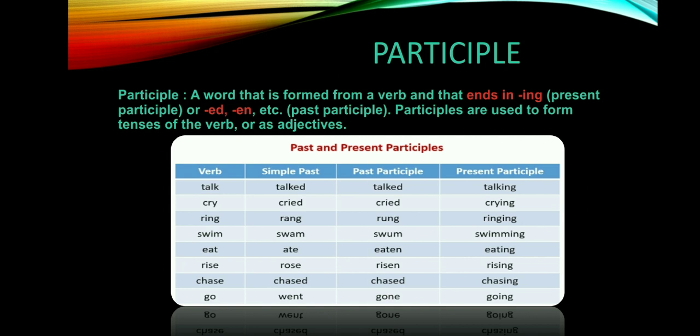So a verb can be used in these four types of situations. The main verb, that is talk, simple past talked, past participle talked and present participle talking. So we can define that a word that is formed from a verb and that ends in ing is present participle, or ed or en etc. is past participle. Participles are used to form tenses of the verb or as adjectives.